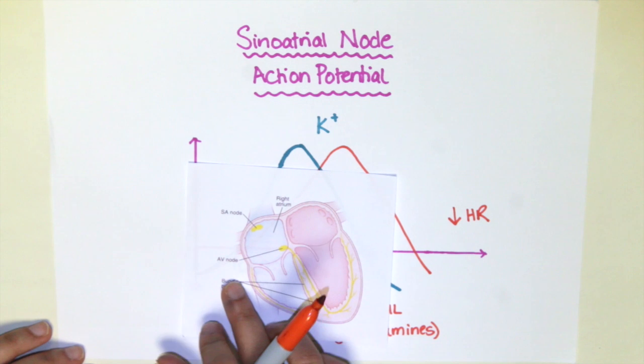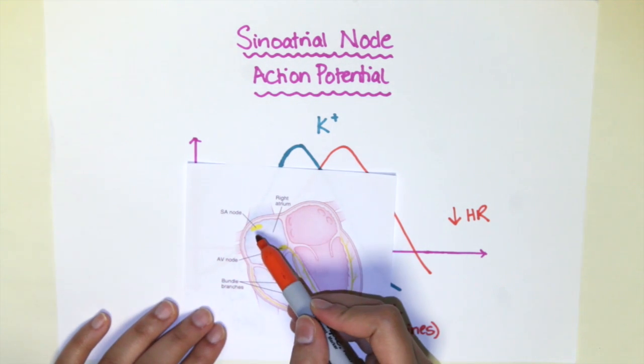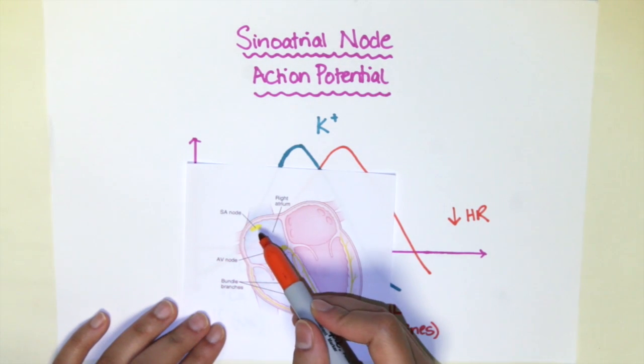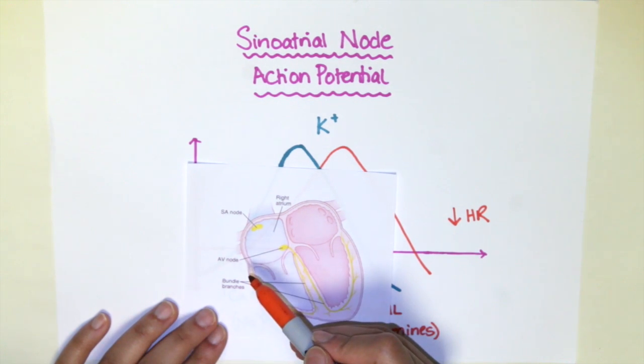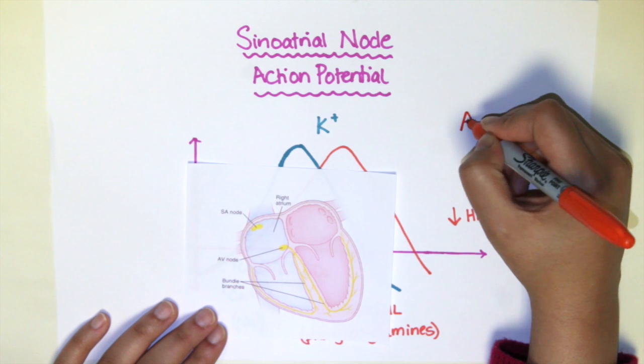So, verapamil prevents the SA node firing off rapidly, and we know the SA node excites the atria, so verapamil is mainly used for atrial tachycardias, like atrial fibrillation.